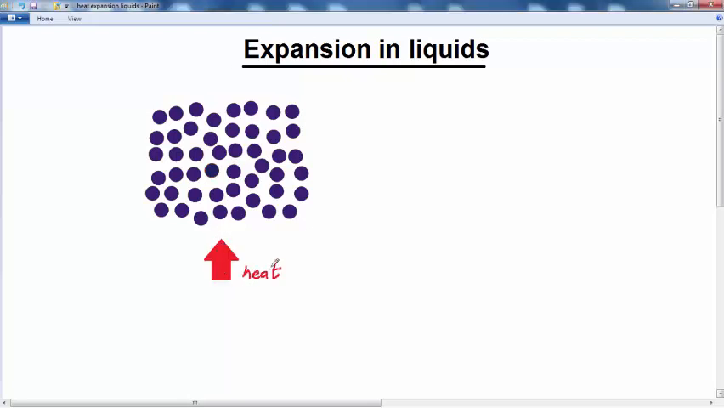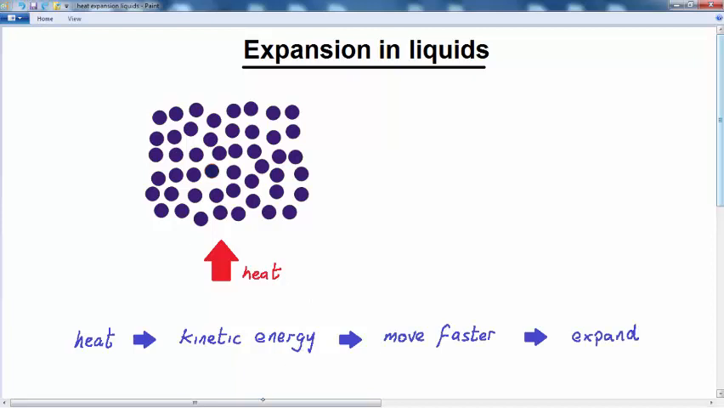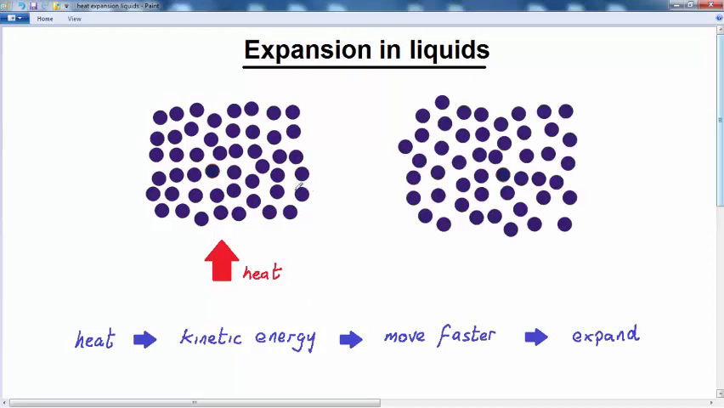What happens is that some of this heat energy will be transferred to the kinetic energy of the particles in the liquid. As a result of that, the particles will move faster and they will expand like this. Okay, so you can see as a result of the increase in movement of the particles, there is a small expansion of the liquid.